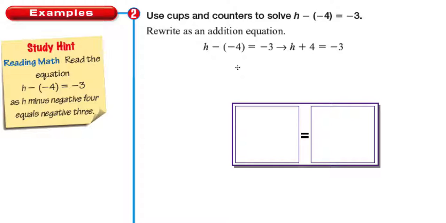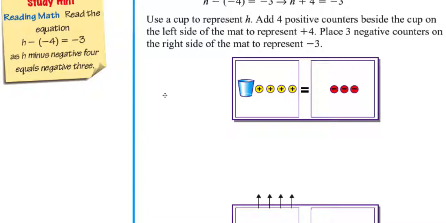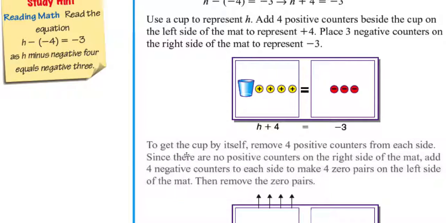From there, we use a cup to represent H. Add 4 positive counters beside the cup on the left side of the mat to represent plus 4. So this is H plus 4. Place 3 negative counters on the right side of the mat to represent negative 3. If you look closely, you need to isolate the cup by removing 4 positive counters. The problem is you cannot remove 4 positive counters on the right side. To get the cup by itself, we need to remove 4 positive counters.